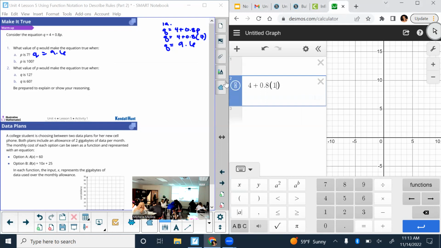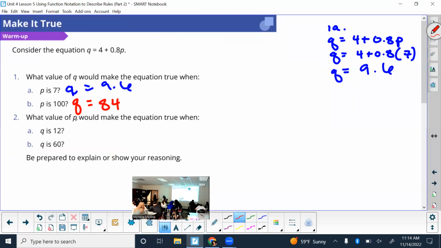All right. That is correct, 84. So again, all you're changing is the P. When it's in this form, it's really nice. You can just put it in your calculator and let it do the work for you. Now, how is number 2 different?